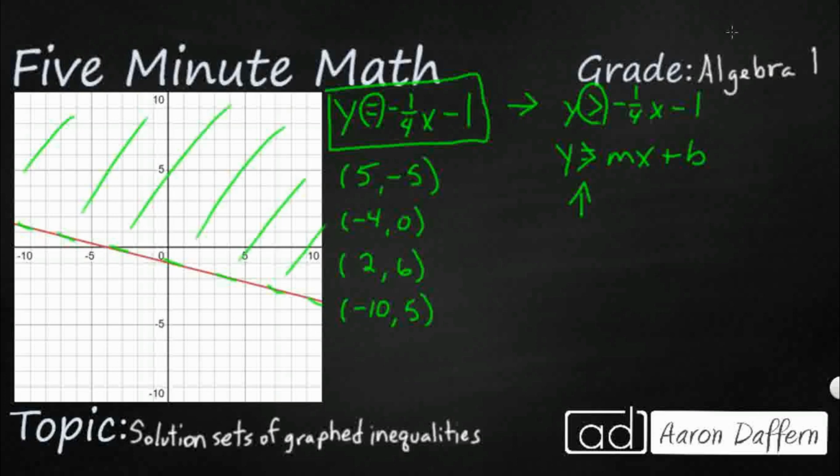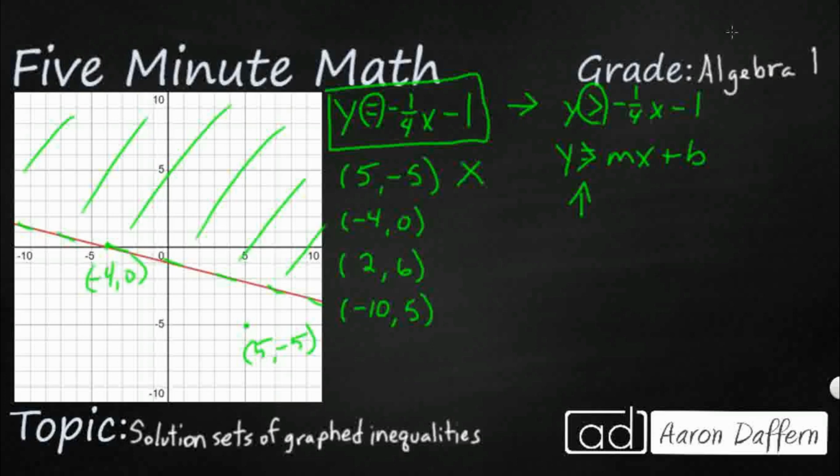It's a dashed line. So now all I need to do is plot these points. So I've got 5, negative 5 right there. Okay, so I'm going to put an x. It's not in the solution. I've got my negative 4, 0. Oh, now watch this right here. Look at that. It's right on the line.